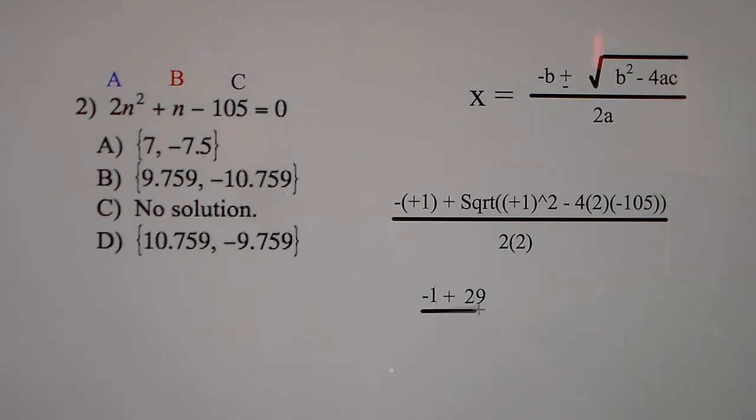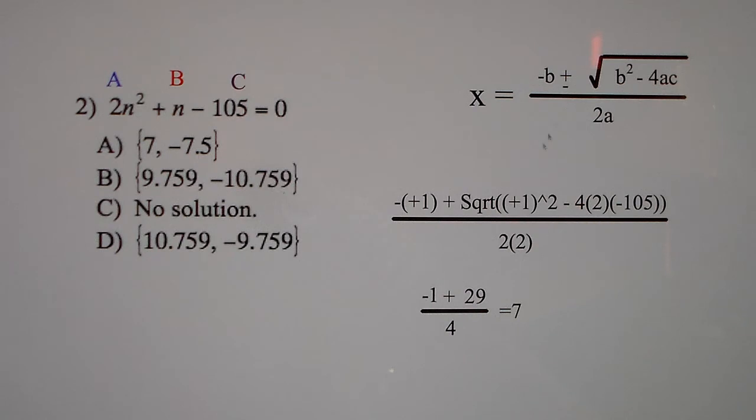2 times 2 is 4. So we got negative 1 plus 29 divided by 4. So negative 1 plus 29 gets you 28. 28 divided by 4 gets you 7. So this first one is equal to 7.